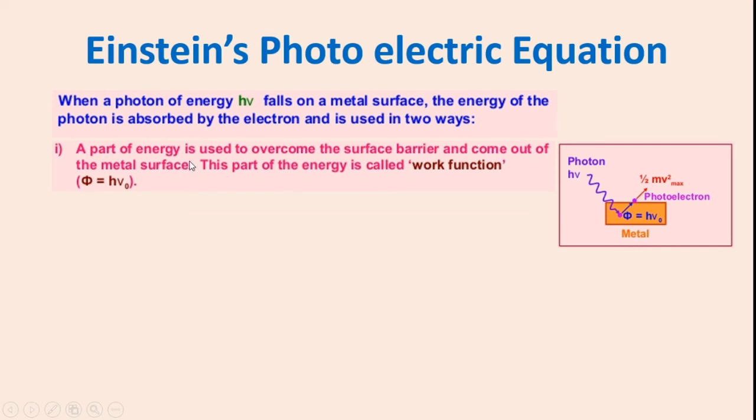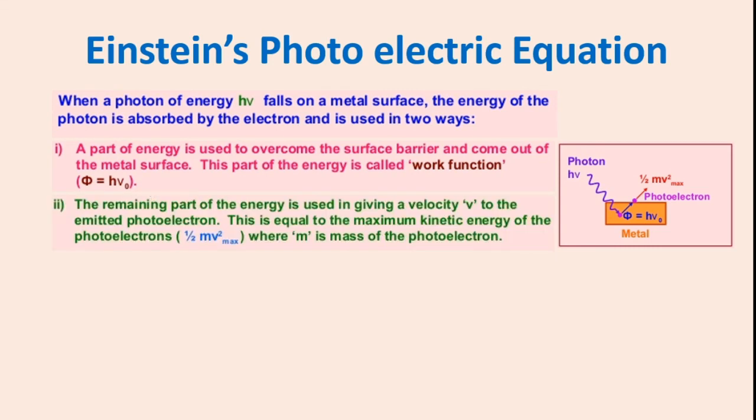That is, a part of energy is used to overcome the surface barrier and come out of the metal surface. This part of energy is called work function, phi is equal to h nu naught, and the remaining part of the energy is used in giving a velocity v to the emitted photoelectron. This is equal to the maximum kinetic energy of the photoelectrons, where m is the mass of the photoelectron.